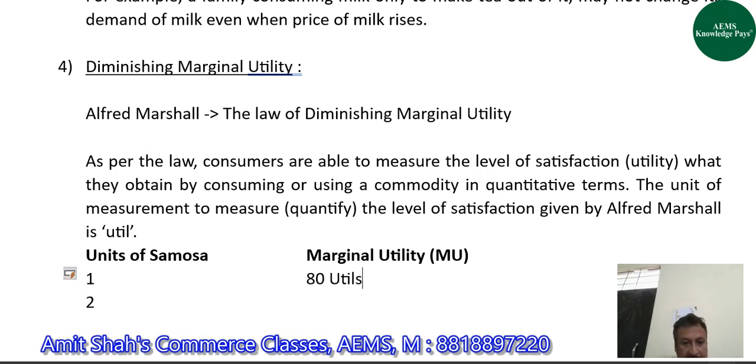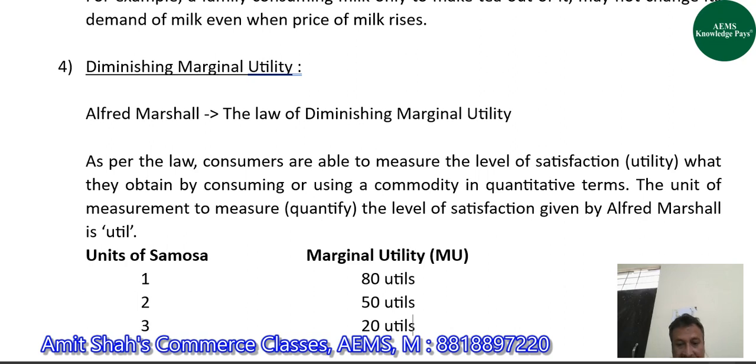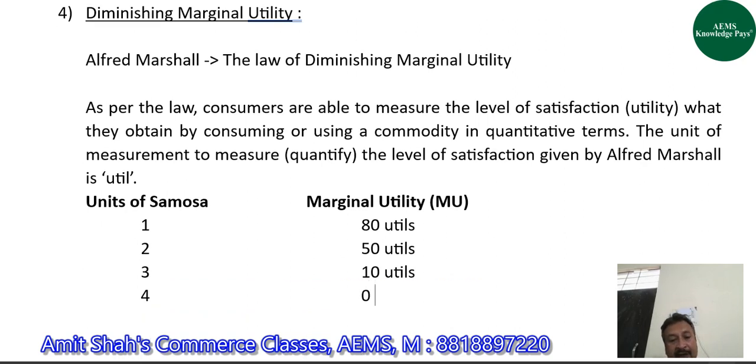This 80 is 80 utiles. So a consumer consumed the first samosa and from the first samosa he got satisfaction or utility of 80 utiles. He immediately went for the second one and this time he got 50 utiles. He then went for the third one and this time he got, let's say, 10 utiles. When he went for the fourth one, he did not find any utility at all.